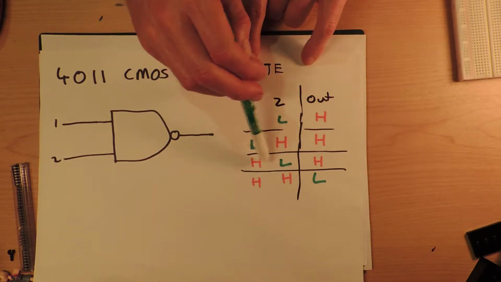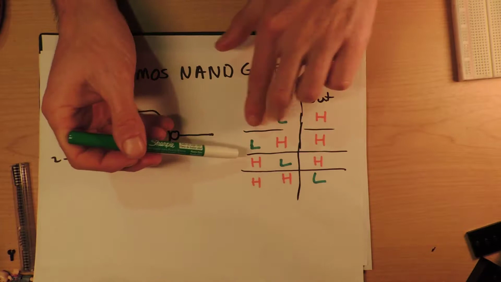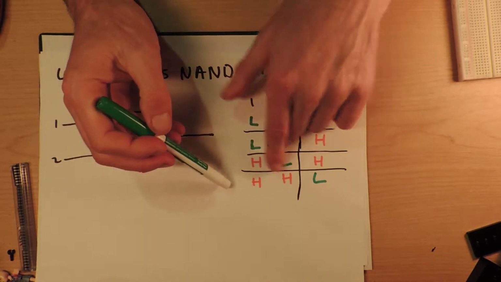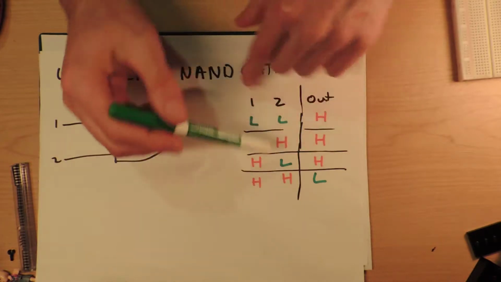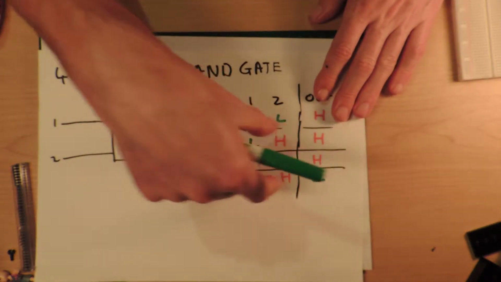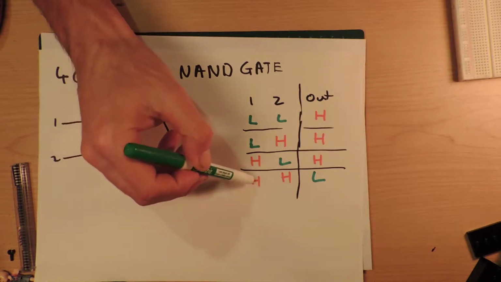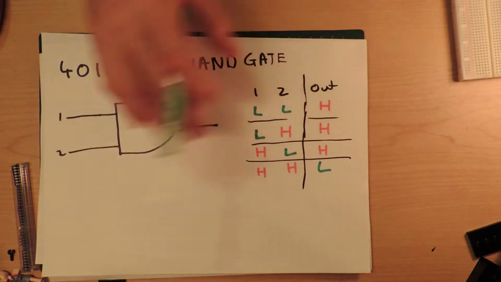If you have a high and a low, the output is high. So you can see that those things are actually interchangeable. But the last one is, or what you can say is, this entire column can be flipped over there and you get the same kind of pattern. If these both are high, then you get a low. And that's the basics of it.